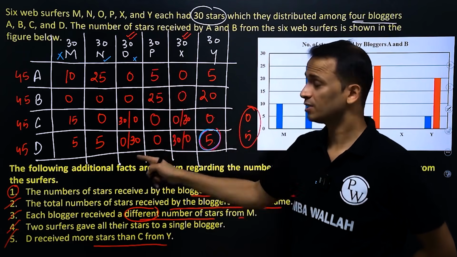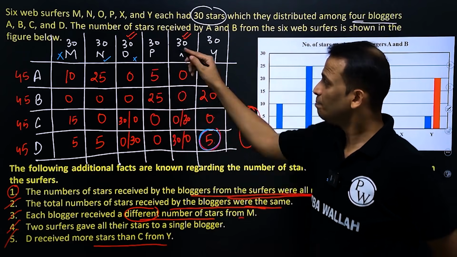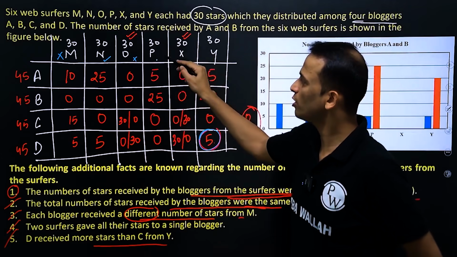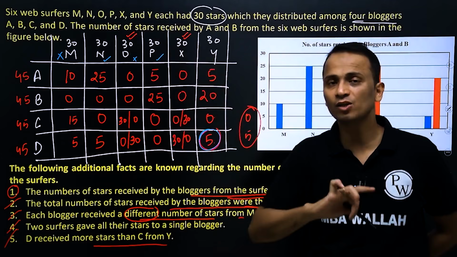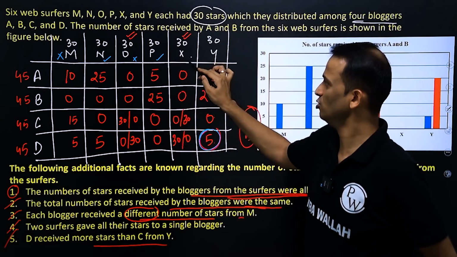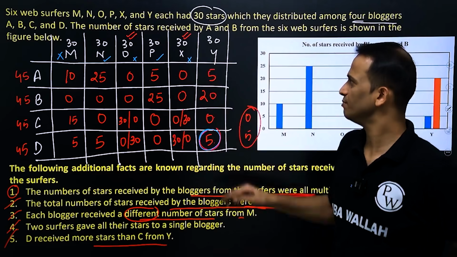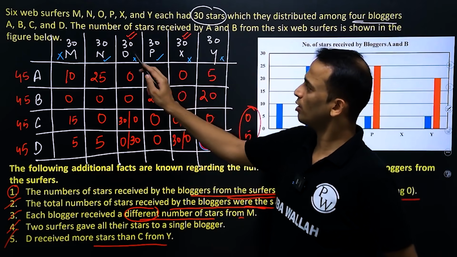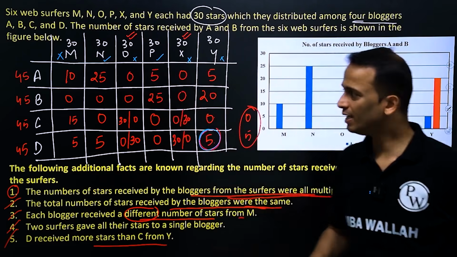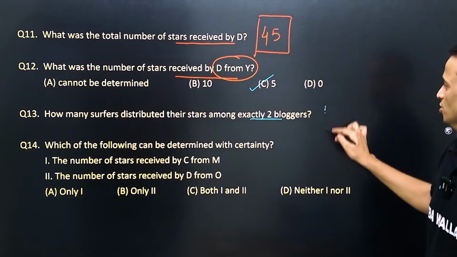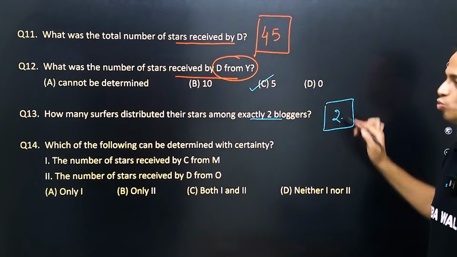Be careful. Some of you might commit this error. P has given to exactly 2 bloggers. X will give to exactly 1, all its stars, not the value, not the answer. And Y has distributed among 3 bloggers. So there are 2 surfers, N and P. N and P, there are 2. So you will type in the answer as 2.